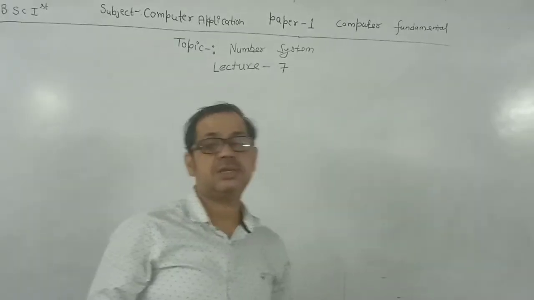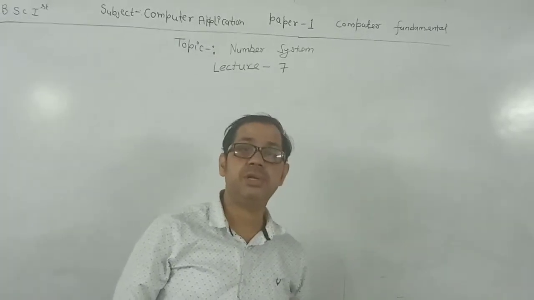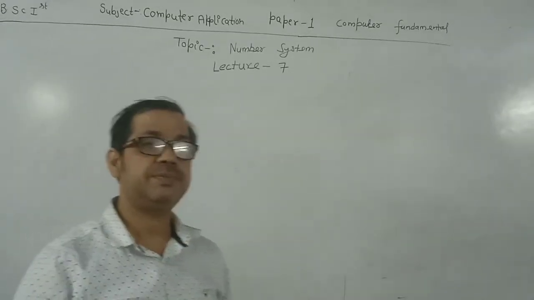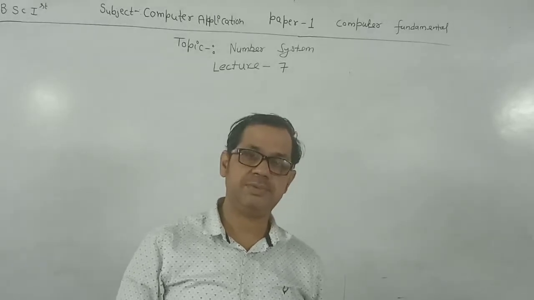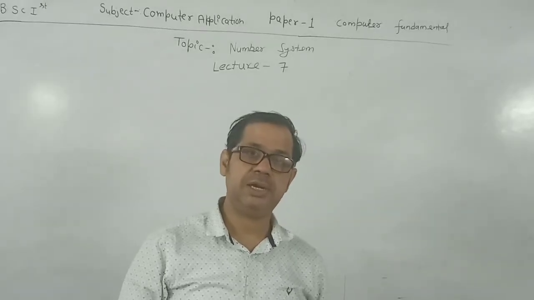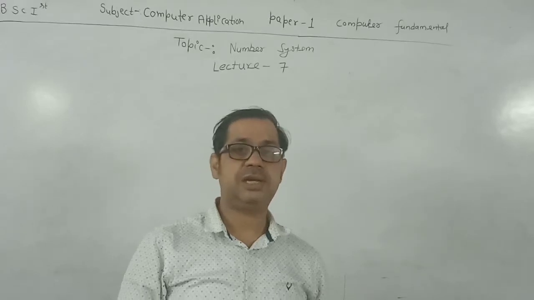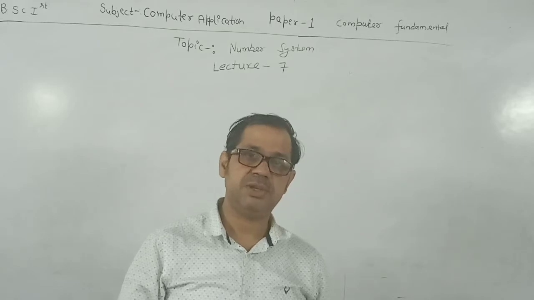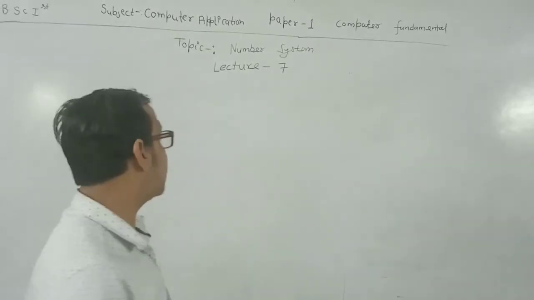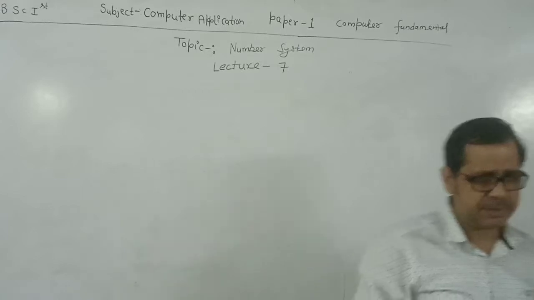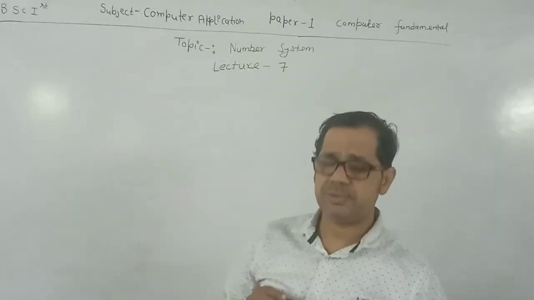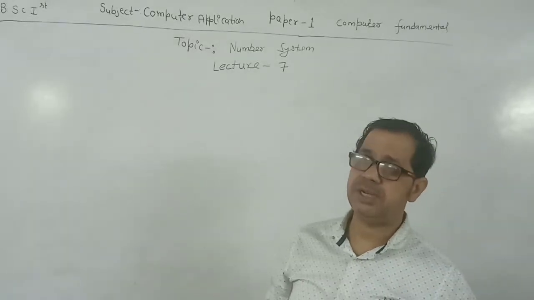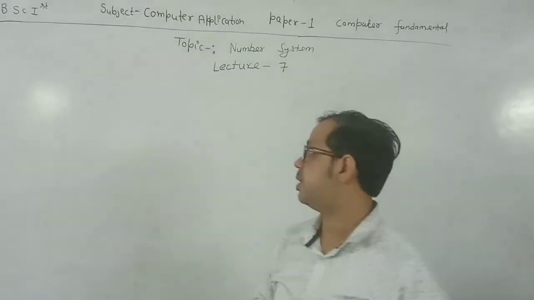In the last class, I gave you some information about how a number is converted from decimal to binary, decimal to octal, and decimal to hexadecimal, and we also did the conversion from these number systems back to the decimal number system. In today's class, I will also give you a table which directly tells you how to convert a number from octal to binary or hexadecimal to binary.